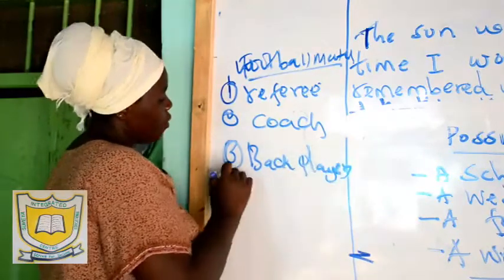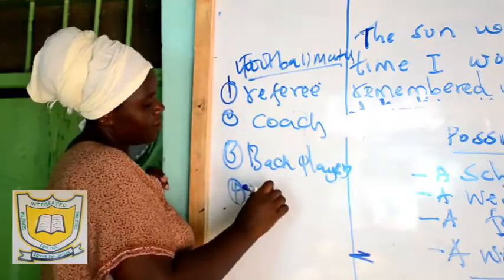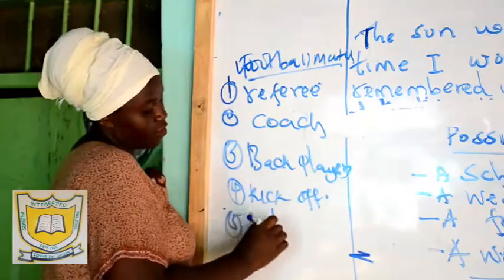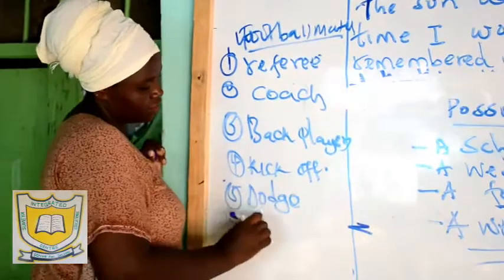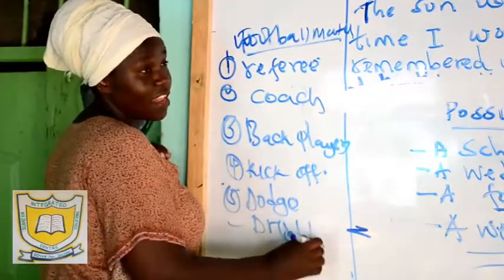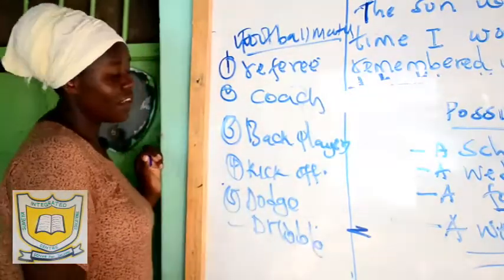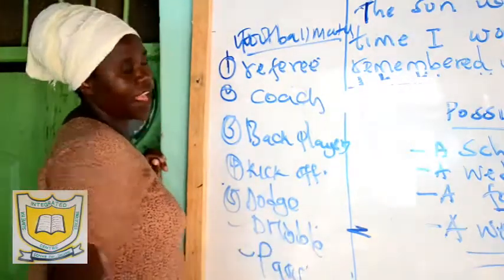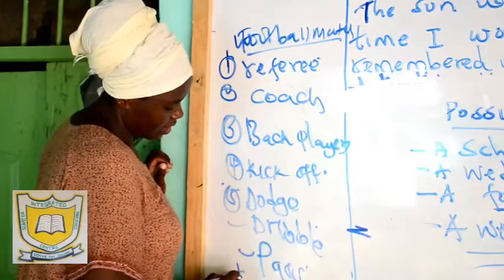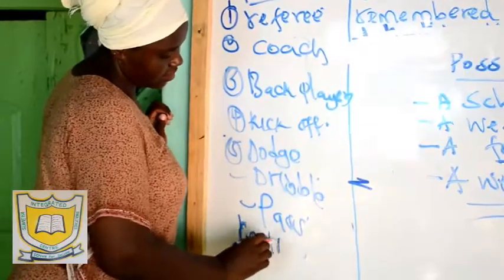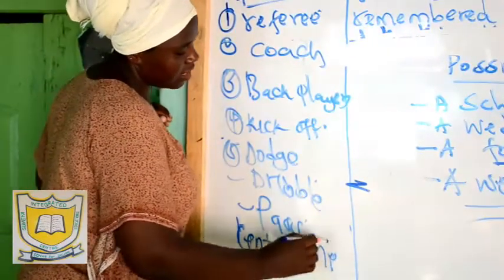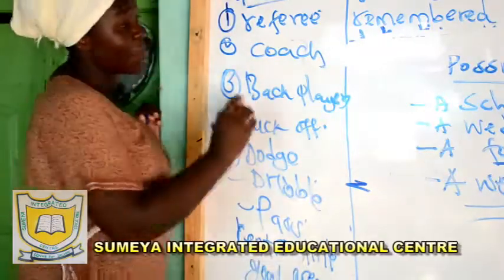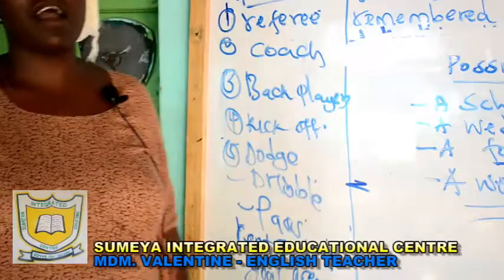You should also know what is to kick off a match. You should also know what is to dodge. You should know what is to dribble. If I want to write a composition about a football match, you should know what is to dribble. You should know what is to pass. You should know what is the center line. You should know what is a goal area.